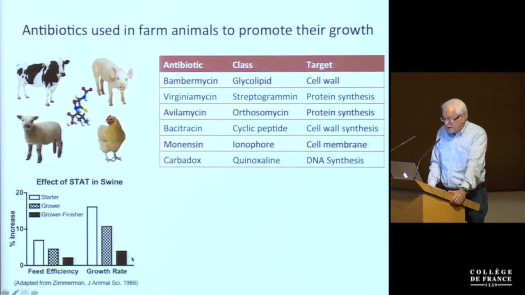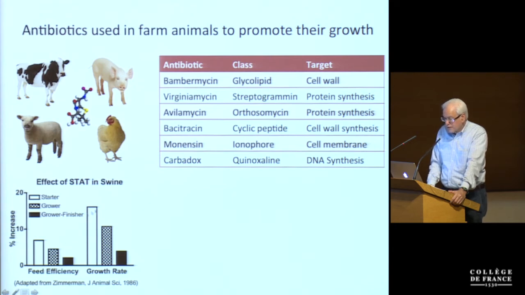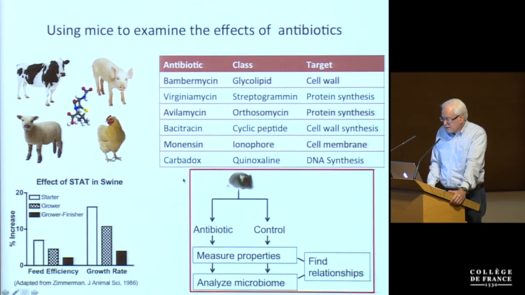Importantly, the earlier in life the antibiotic is given, the bigger the effect on growth rate, the bigger effect on feed efficiency, the conversion of food calories into body mass. This is what farmers are trying to do. So based on these observations, it suggested to us that antibiotics were perturbing a developmental phenomenon. So we began to do studies in mice in which we would give mice antibiotics or not, measure the properties, analyze the microbiome, and look for a relationship. So now, in most of the rest of the talk, I'm going to show you the results of these mouse experiments.